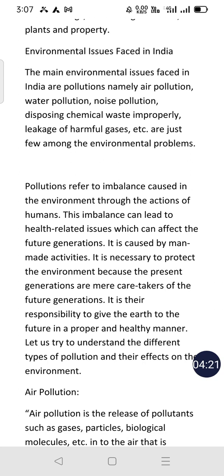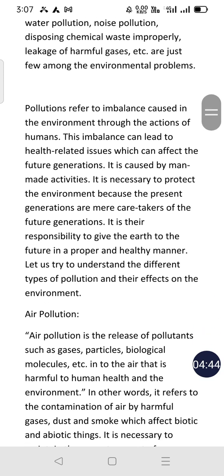Environmental issues faced in India. The main environmental issues faced in India are pollutions, namely air, water, noise, solid waste, liquid waste, gases, etc. These are all the waste or a few among the environmental problems.